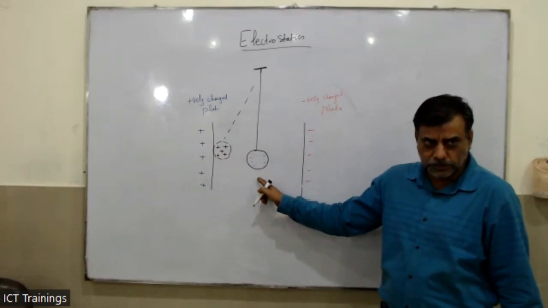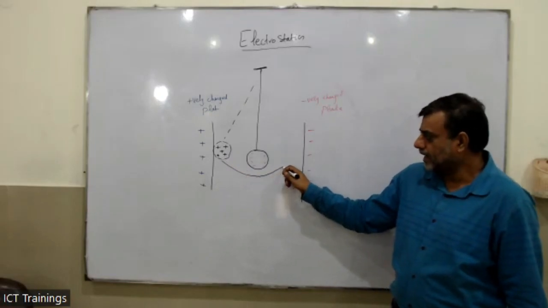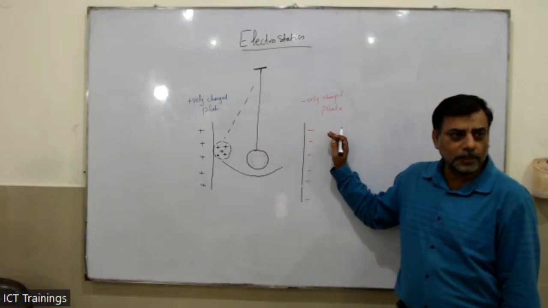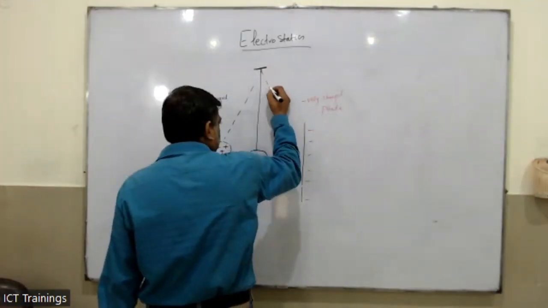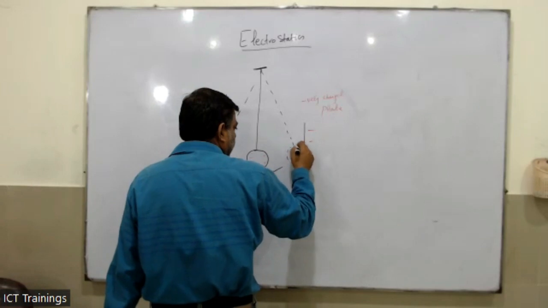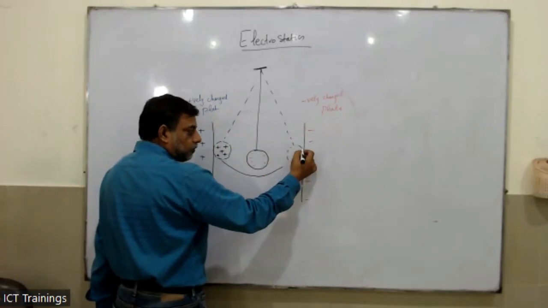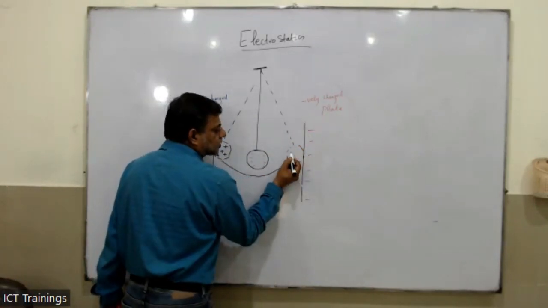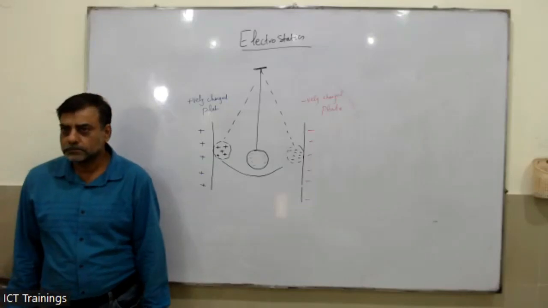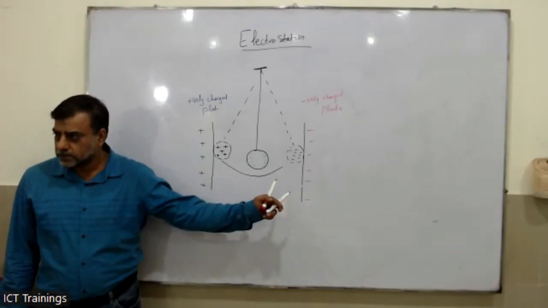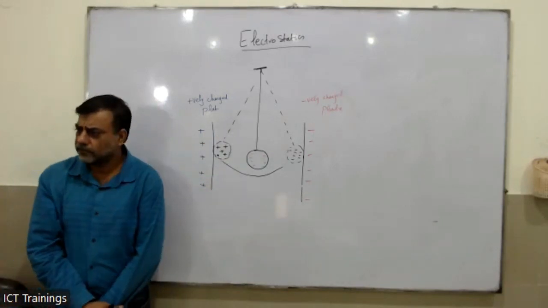Will it stop at the mean position? When it is coming back, will it stop here? And then this positively charged ball will be attracted by the negative plate. So when it will touch that, all this positive will be neutralized. Plus, more negative will be transferred to it because it is touching that. Now what will happen? Same case, repulsion, similar charges, repelled. So this ball will keep on moving.